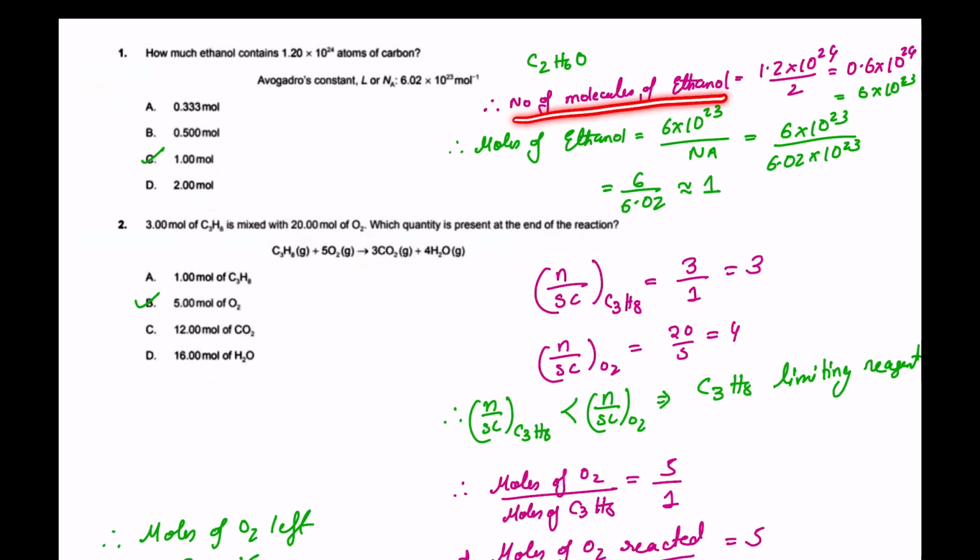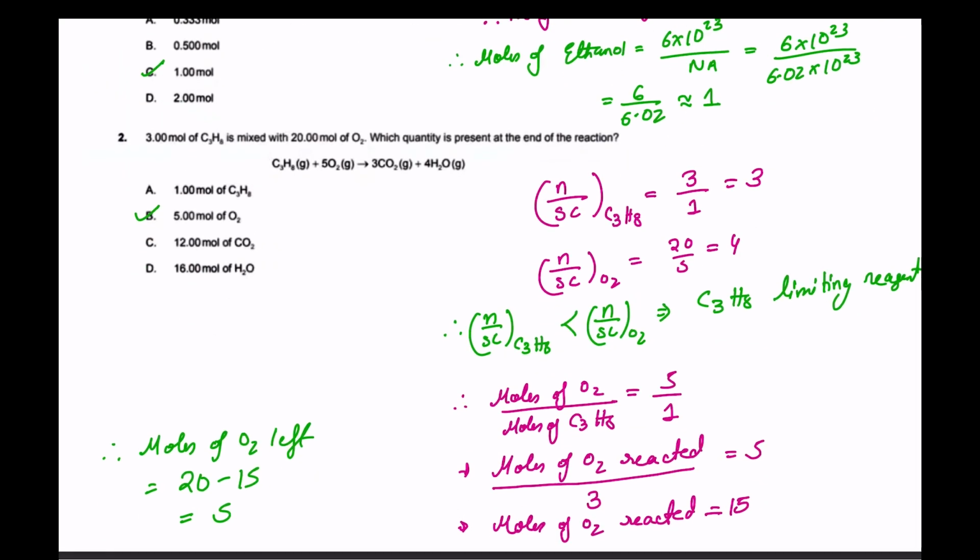So the number of molecules of ethanol would be the total atoms of carbon divided by 2, so it would be 0.6 × 10^24. Now moles of ethanol would be the number of molecules divided by the Avogadro number, 6.02 × 10^23. If you cancel the 10^23, we get 6 by 6.02, which is a little less than 1, but approximately 1. So for question 1, option C is the correct answer.